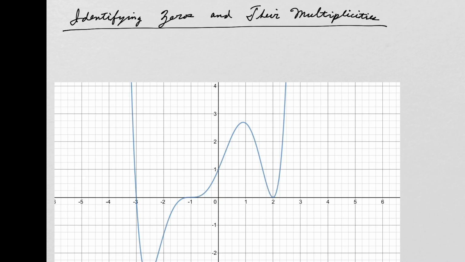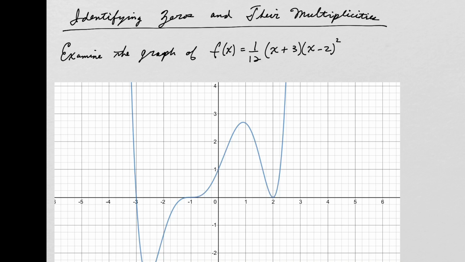So let's examine the graph of this polynomial function. F of x equals 1/12, so that's just a constant out front. And then these are the important factors. I'll write it in factored form: x plus 3 times x minus 2 squared times x plus 1 cubed. Okay, so this is the graph of that function, right?